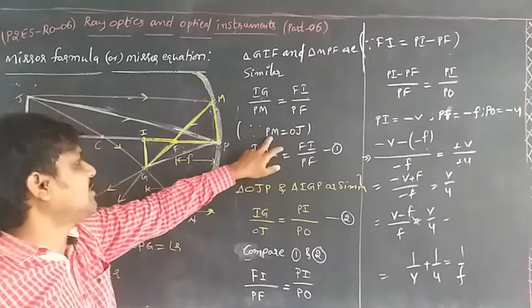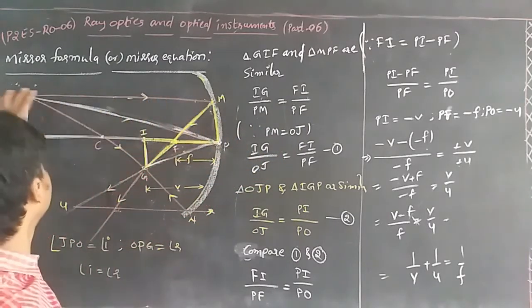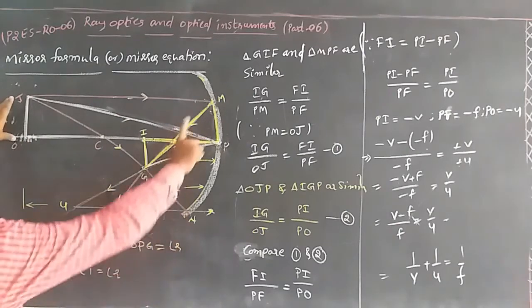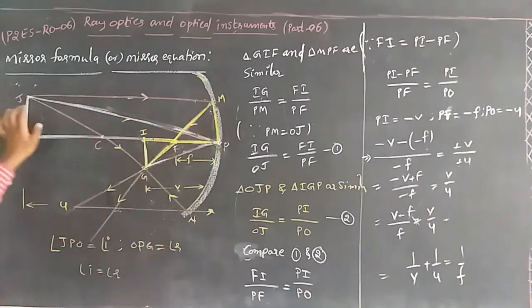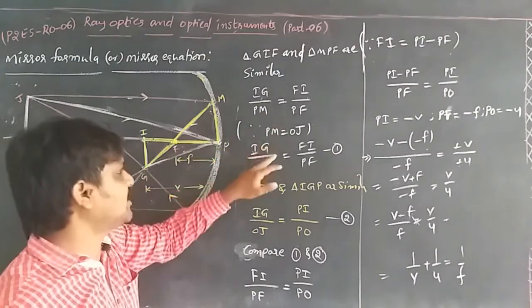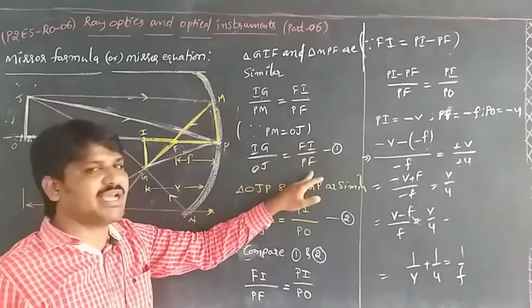Next, we know that the image length is equal to the object length, since both are parallel and of equal height. So PM is equal to OJ. We are substituting OJ instead of PM, so IG by OJ is equal to FI by PF.